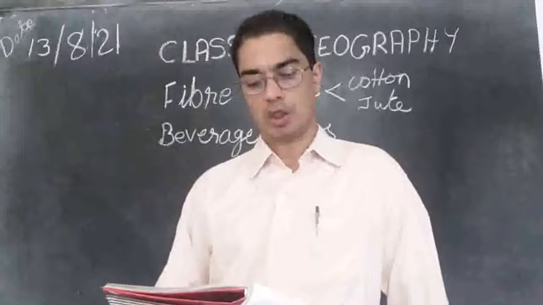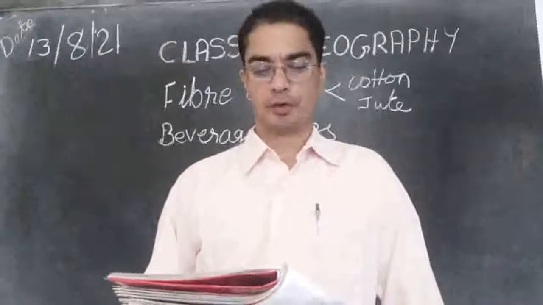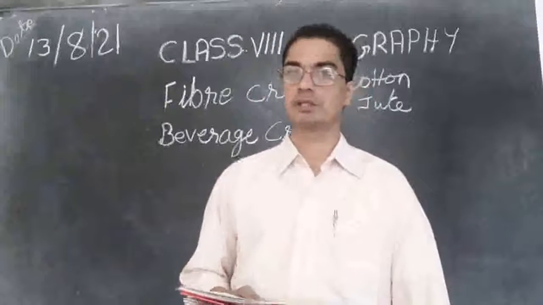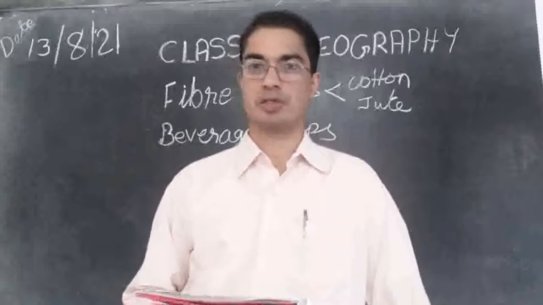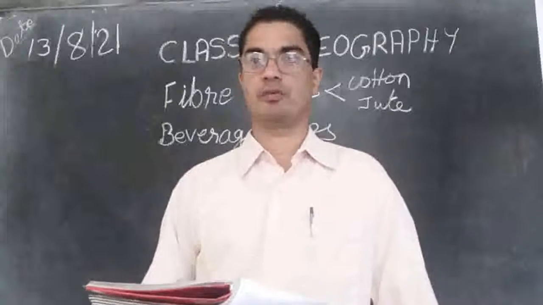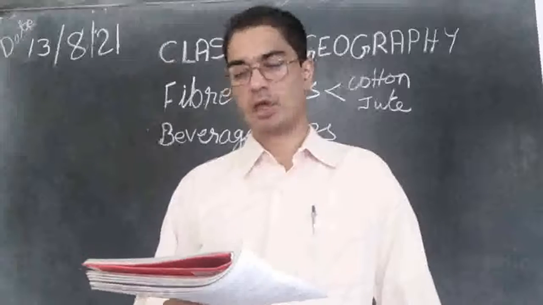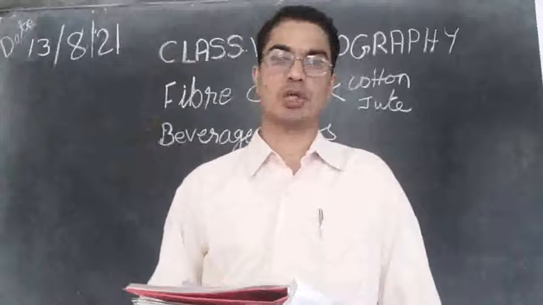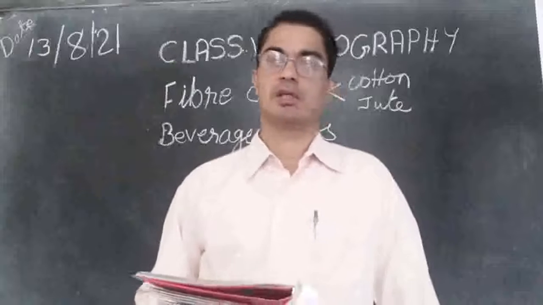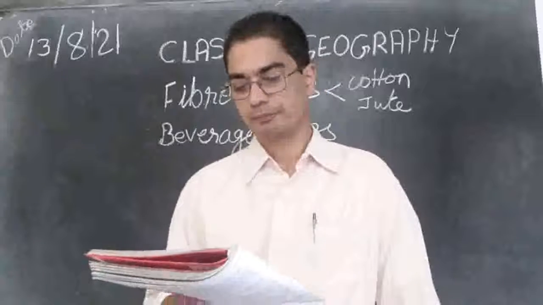It grows well on alluvial soil and requires high temperature, heavy rainfall and humid climate. So it is somewhat different from the conditions where cotton grows. Cotton needs very light rainfall, but jute requires heavy rainfall. So just the opposite. Both require high temperature. But in the matter of rain, cotton requires light rainfall, but jute requires heavy rainfall.